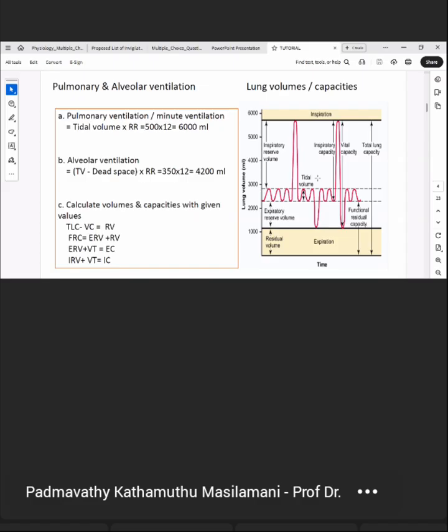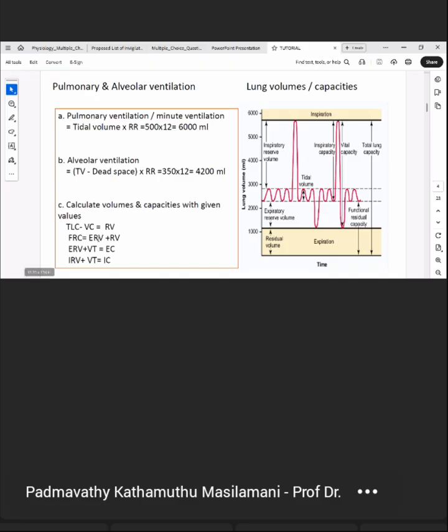So the volume of air expired maximally after the maximal inspiration is the vital capacity. The volume of air remaining in the lung after maximal expiration is your residual volume. The functional residual capacity is the volume of air inside the lung at the end of normal expiration. That includes ERV plus residual volume. Okay, you can see all these things, how to calculate.